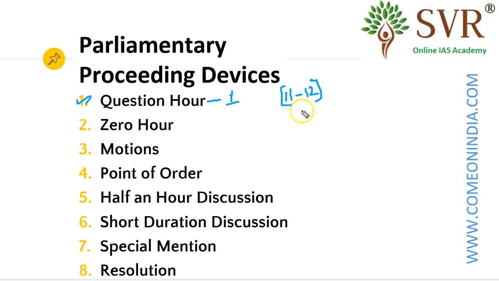Then we have seen about zero hour. The zero hour is not mentioned in the rules of procedure of the House. It has been in existence in India since 1962 onwards, and it is the time period between the question hour and the agenda for the day. That is what is known as zero hour. Later, we have seen about motions and different types of motion: the substantive motion, substitute motion, and then subsidiary motion. After which we have seen about the closure motion.